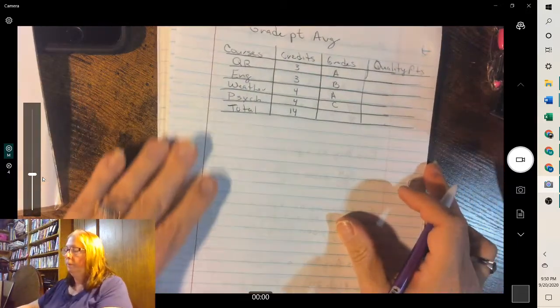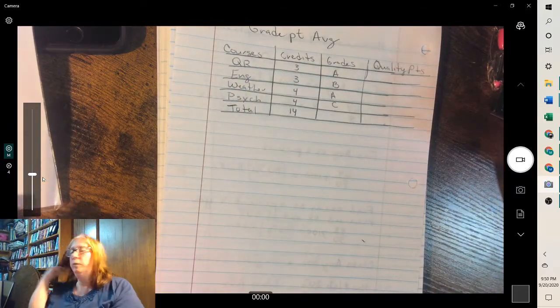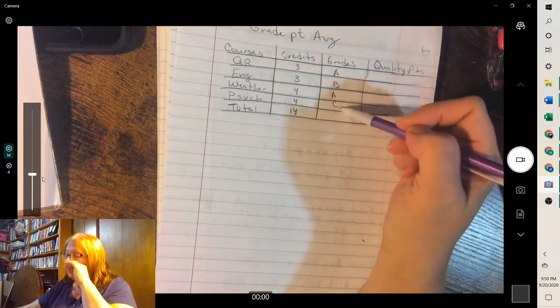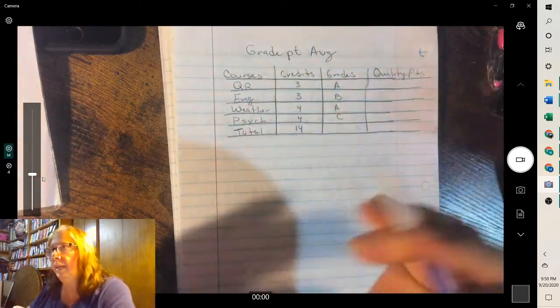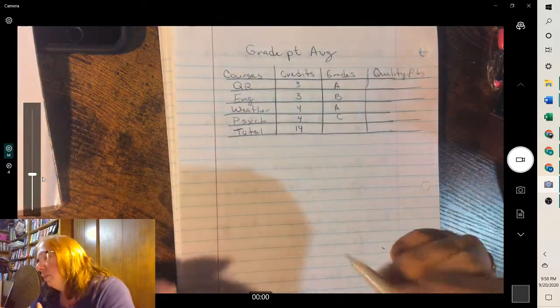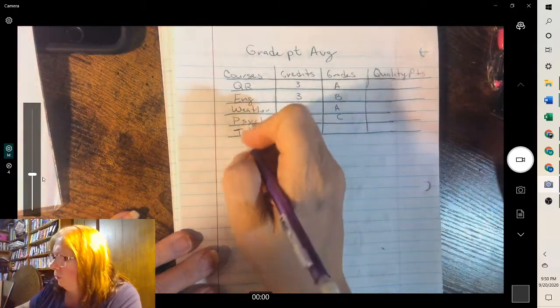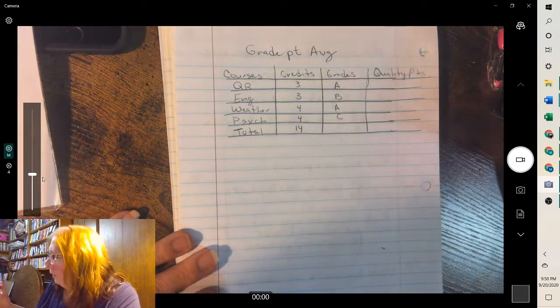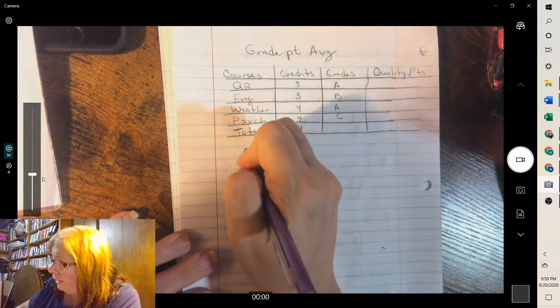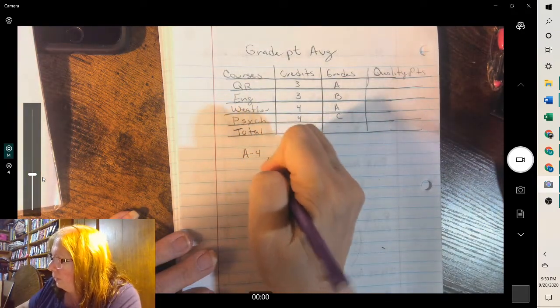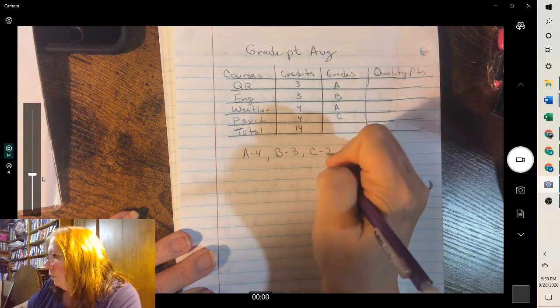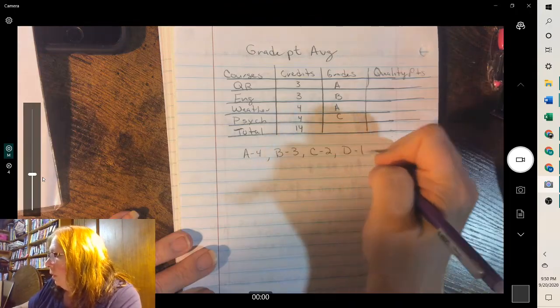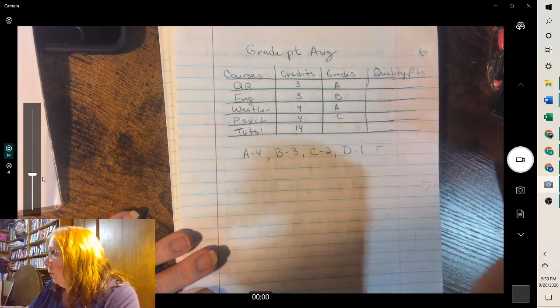Okay. Well, to find the quality points, we first need to find out what these grades are worth. Now, if you look in your book, it has an A plus, an A minus, a B plus, a B minus. Well, YSU doesn't do that. So we're going to go with YSU's grade point average. You either have an A, which is 4 points each, a B is 3, a C is 2, a D is 1, and if you get an F, you get no points for it.